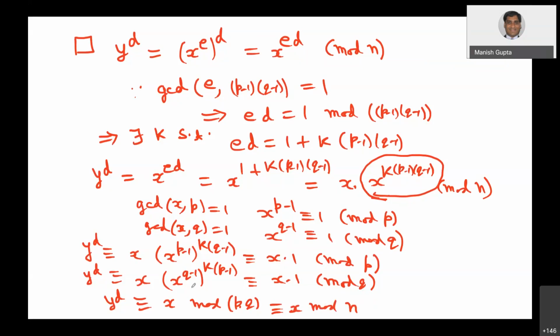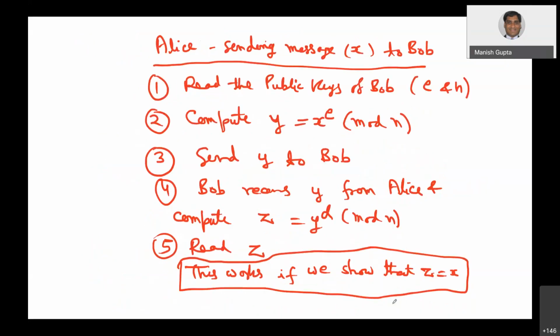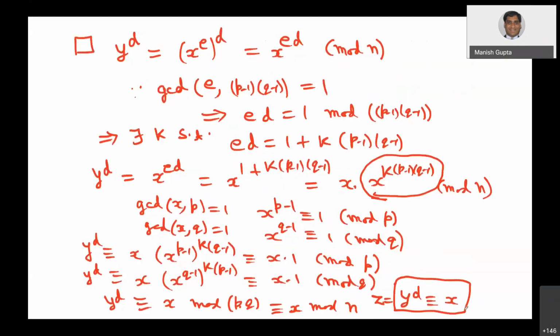And so we are done. So that means y raised to power d is nothing but x. So this algorithm is working. That's what we wanted to show. This is our z actually. Z is equal to y raised to power d. Remember, this is what we wanted to show: y raised to power d mod n is nothing but x. Okay. So our algorithm is working perfectly fine.